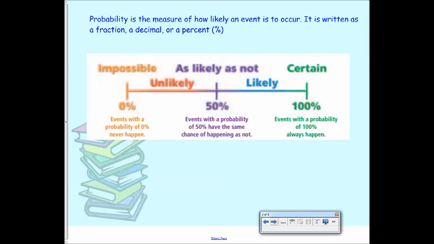The words we use: impossible, unlikely, which means it's between 0 and 50. As likely as not just means exactly 50%. Likely means it's more likely to happen than it isn't, and certain means it's 100%, so it's definitely going to happen. Okay? So I'm going to try to think of an example. What is the probability that you would have pizza on a Monday in the cafe? Certain. Why? Because every single Monday, they have pizza in the cafe. So it is 100% certain that you will have pizza in the cafe.